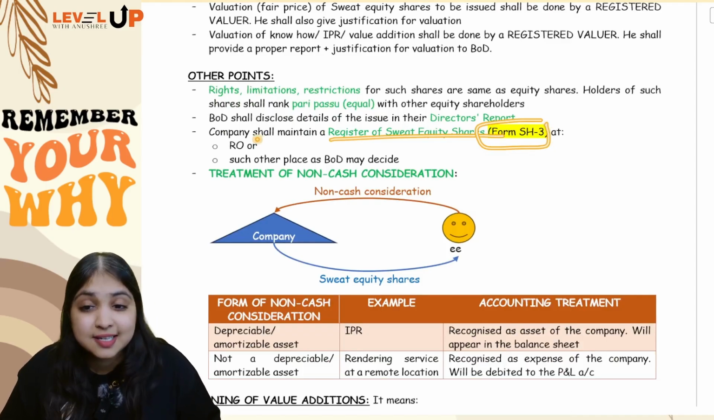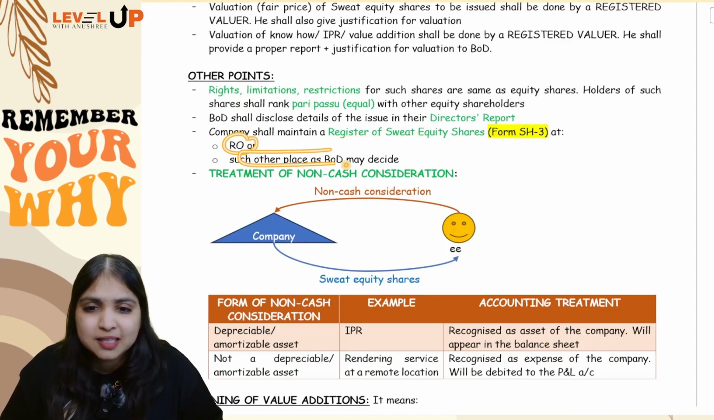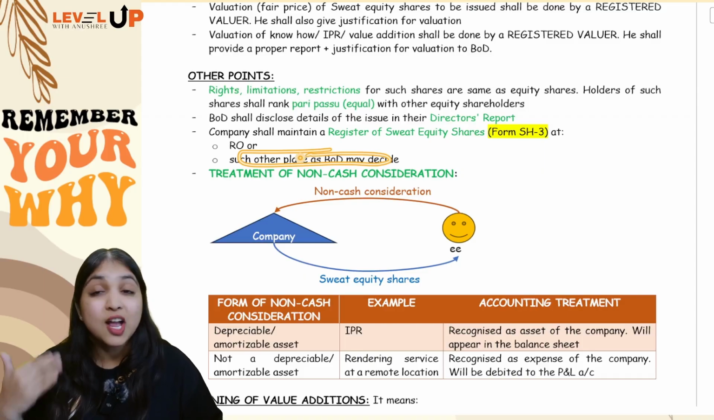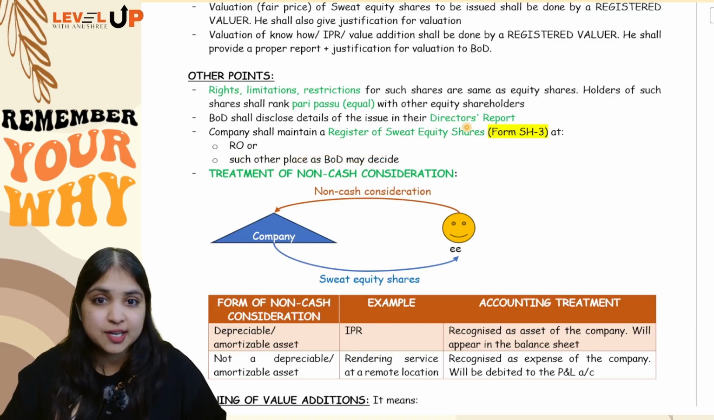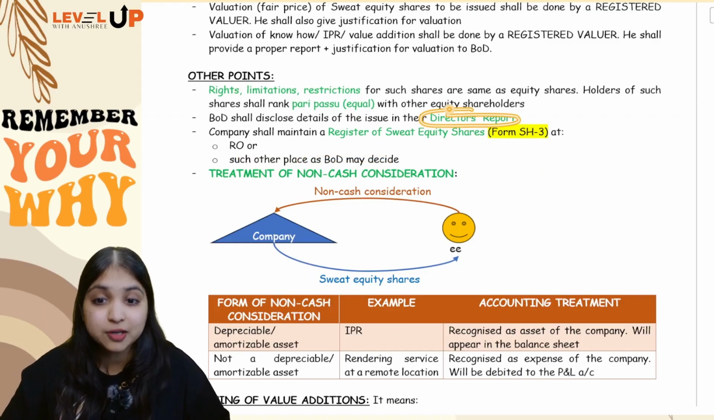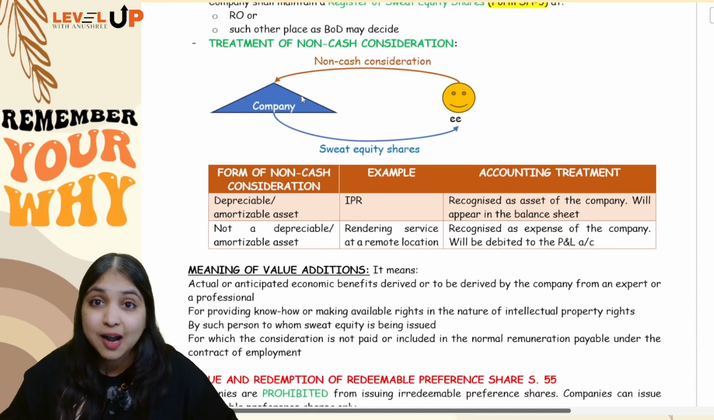And then we had learned the company maintains a separate register of sweat equity shares in form SH3. This register is kept either at the registered office or any other place which the board of directors will decide. Whenever the company issues sweat equity shares, details have to be put in the board report. And lastly, we had spoken about the accounting treatment, guys.